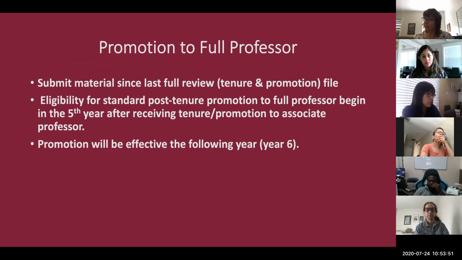And then after you get tenure, you go up for promotion to full professor. And as we said earlier, eligibility for standard post-tenured promotion begins in your 5th year, okay? And then it continues. So if you don't go up that first year, you can go up the next year, the next year, the next year. But what you will need to do is a full cumulative file since your tenure review, even if it's 15 years later.